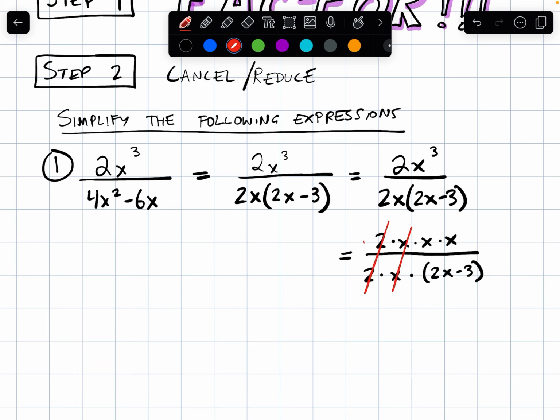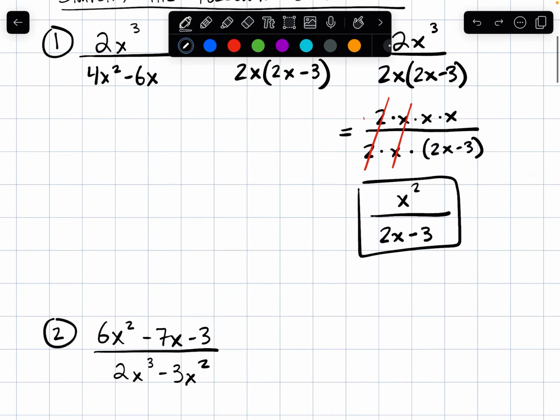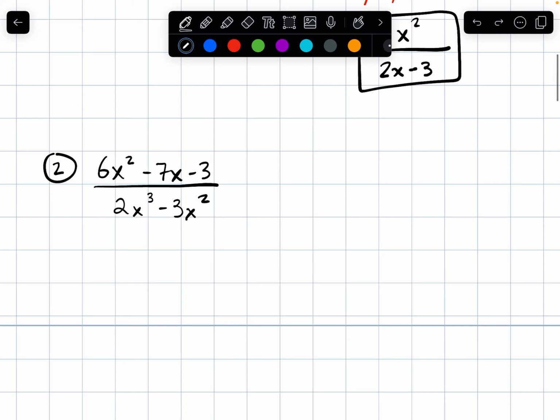However, we do see that we have these 2's and these x's that can cancel, and so we should get a final answer of x times x in the numerator, which is x squared. In the denominator, we have 2x minus 3. So that's going to be your final answer. Again, don't do anything else. Don't feel like you have to cancel these x's because you cannot. That's going to be your final answer.